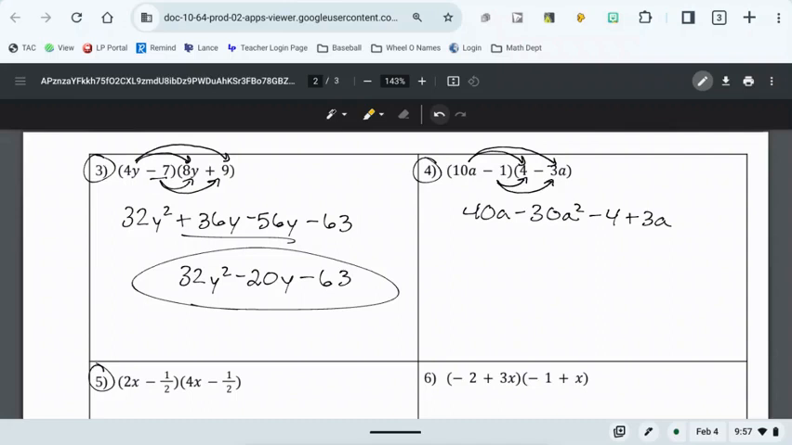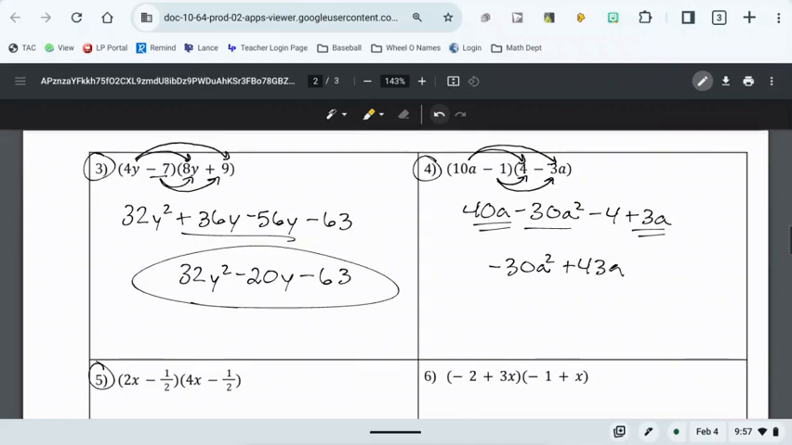And now we look to reorder and combine like terms. So we have negative 30a squared. And then we have 40a, plus 3a will give us 43a. And then we end up with that minus 4.